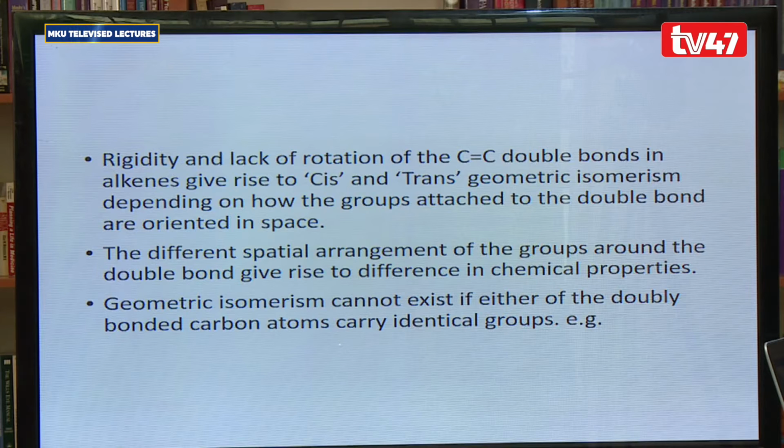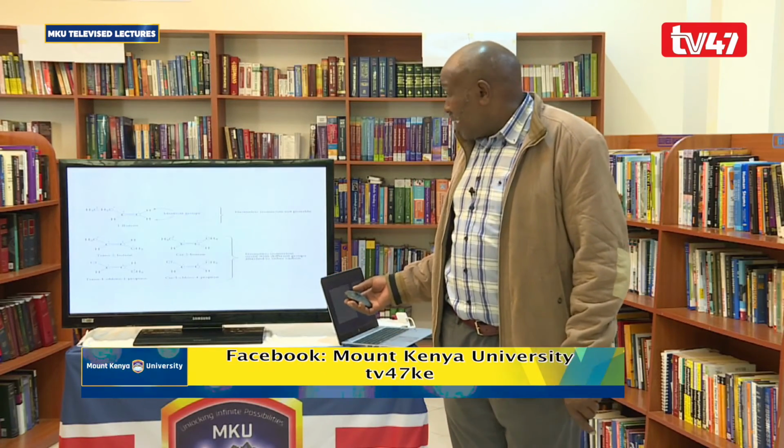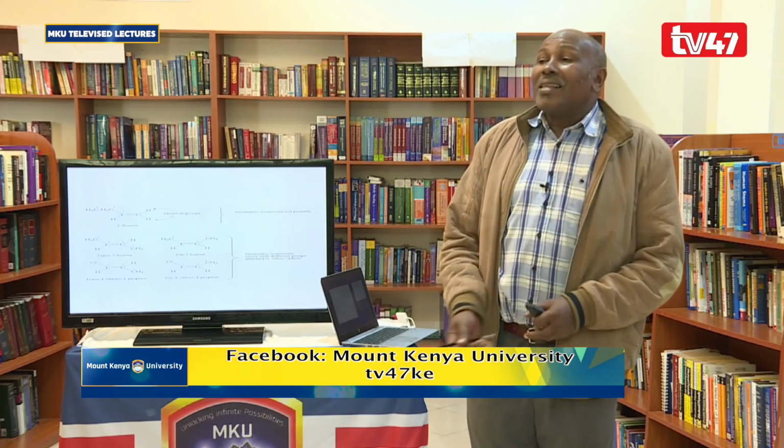This is a form of isomerism where you may have molecules with the same molecular formula. We already said that isomerism is about having the same molecular formula, but different connectivities or orientation in space. In this case, it is about orientation in space, and that is what we refer to as stereoisomerism. So cis-trans geometric isomerism, also referred to as geometric isomerism, is where you may have molecules with the same molecular formula and similar connectivity of atoms, but the orientations of groups are different.